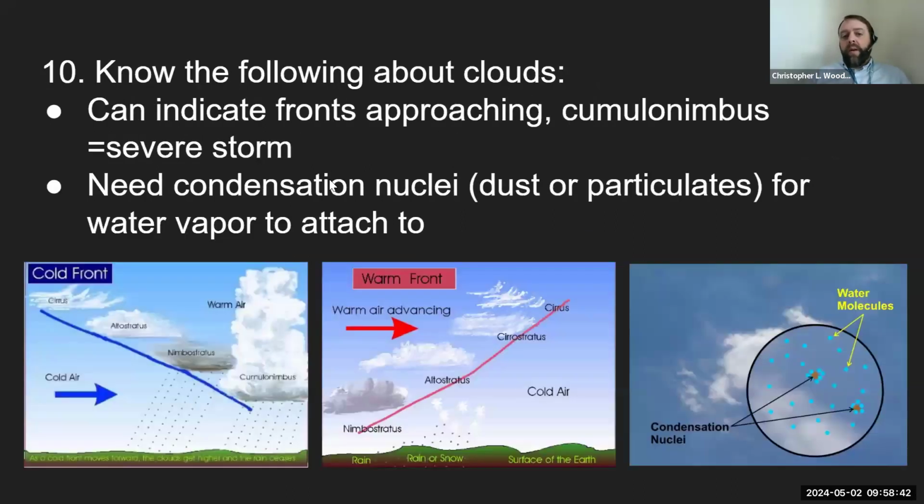Know the following about clouds. They can indicate fronts approaching. So again, with warm fronts, you typically get cirrus clouds first, and then your stratus with rain. And for cold fronts, you typically get those cumulus to cumulonimbus.